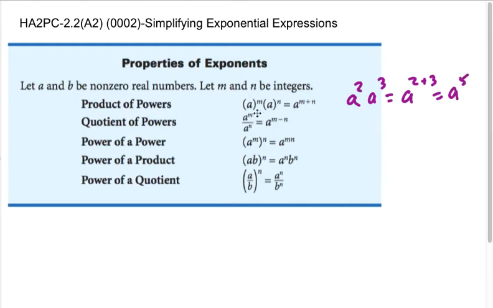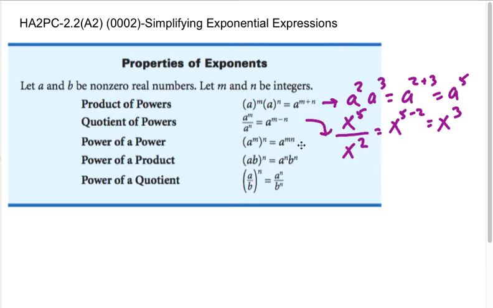If I have an A to the m on top of an A to the n, I combine the exponents by subtracting. So for instance, x to the 5th over x to the 2nd would be x to the 5 minus 2, or x to the 3rd. And there's another way to think about that, and we'll talk about that in a minute.